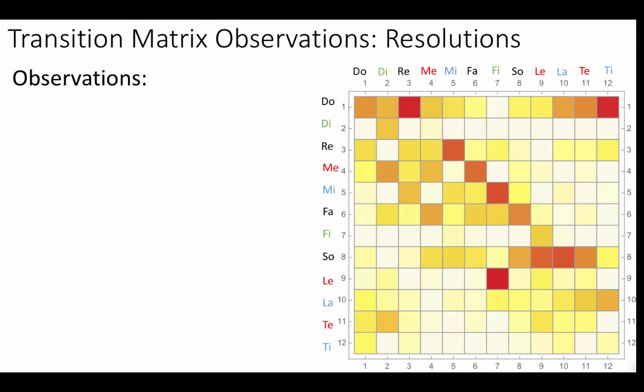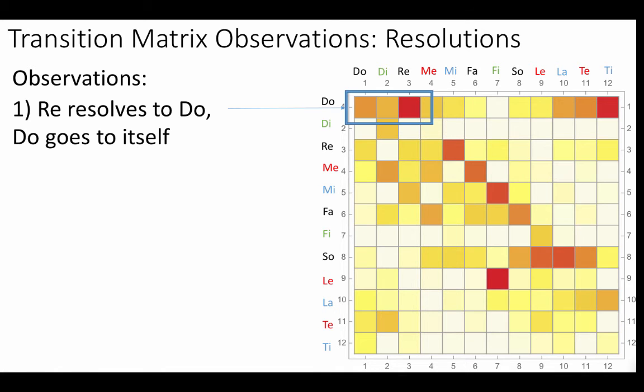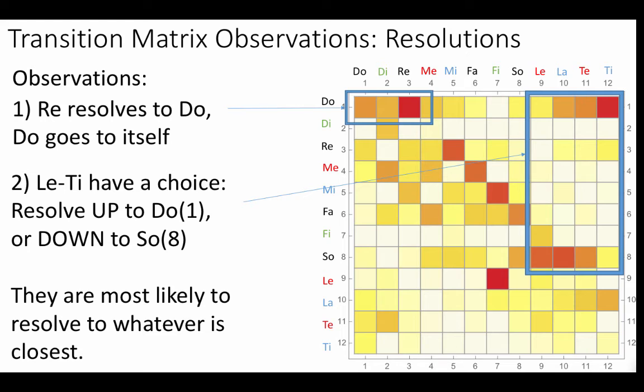Speaking about resolutions, we can see the strong tendency of scale degrees to resolve to either do or so. For example, do likes to be followed by itself, and re has a very strong tendency to resolve to do. Likewise, on the right side of the matrix, scale degrees la through ti have a choice, either resolve up to do or down to so. In general, they're most likely to resolve to whatever's closest.